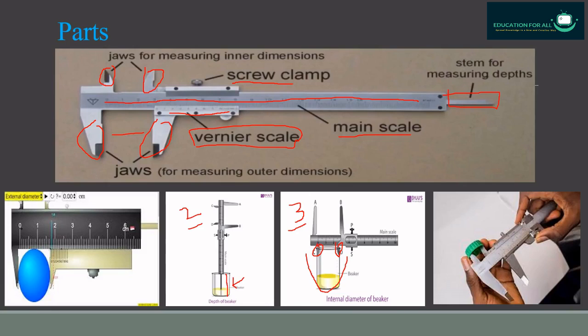These are the main parts. I'm repeating it: inner jaws, outer jaws, screw clamp, Vernier scale, main scale, and the stem. These two are very important: Vernier scale and main scale, because our reading and our least count are totally based upon these two scales. Keep this in your mind. Here in the fourth picture you can also see the man measuring the internal diameter of this bottle cap by using upper jaws, or you can say inner jaws.